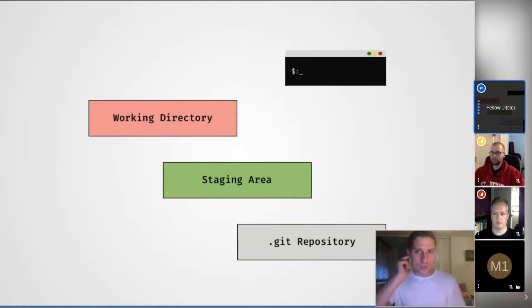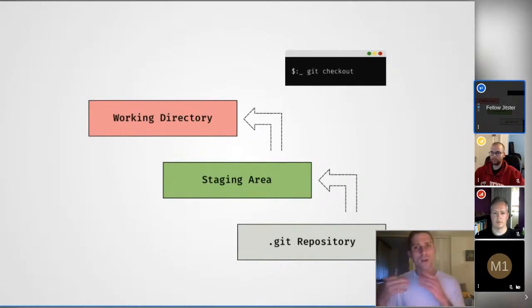Now there is an operation that does the reverse thing, and this is the git checkout command. The git checkout command will go to the .git repository. It will locate the commit you want to check out, and then it will repopulate your staging area and working directory to match the state of the project at the point of that commit.